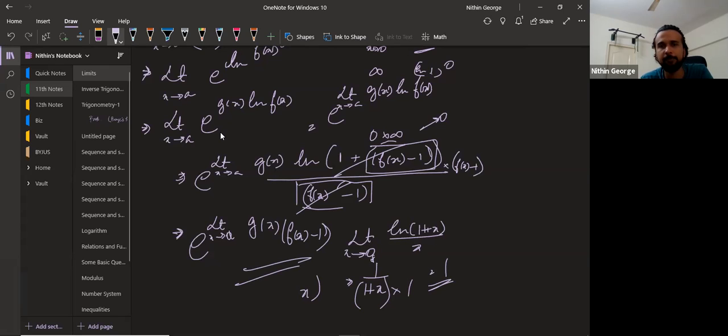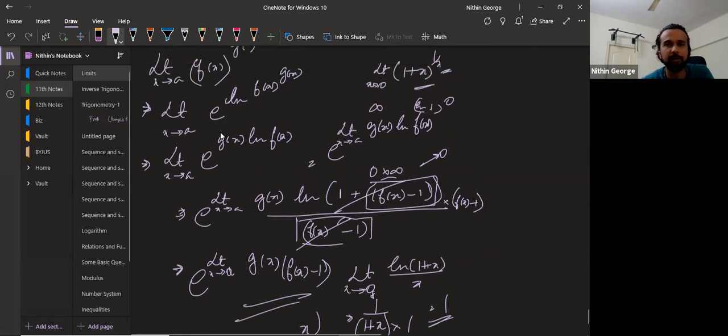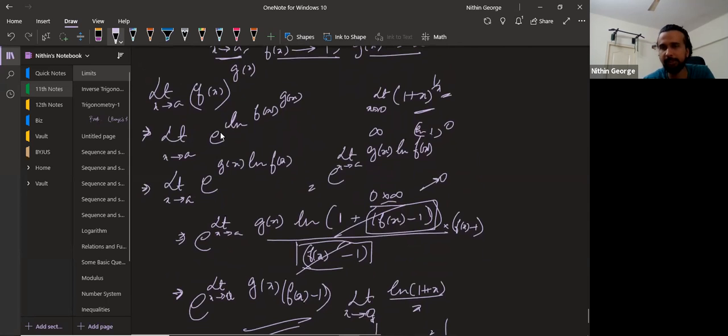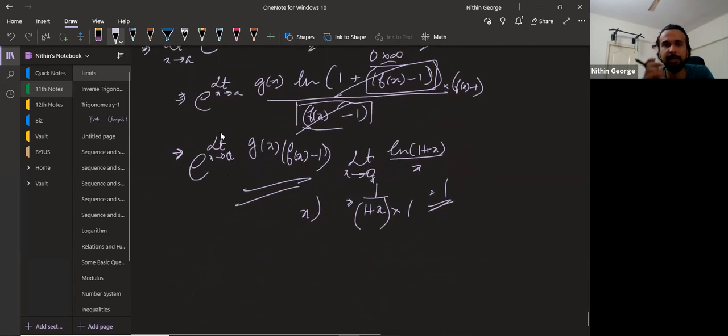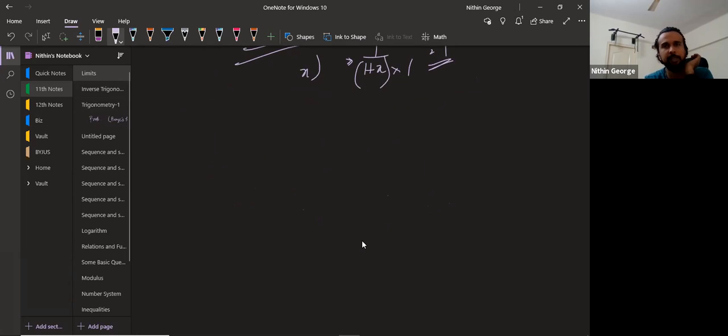Right. Whenever you get something f of x raised to g of x which is in that 1 raised to infinity form, you convert it into this directly: e raised to g of x into (f of x minus 1). Okay, so this is the technique used to solve any f of x raised to g of x kind of problems. Function raised to function.